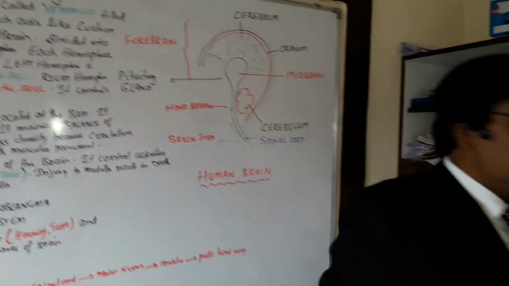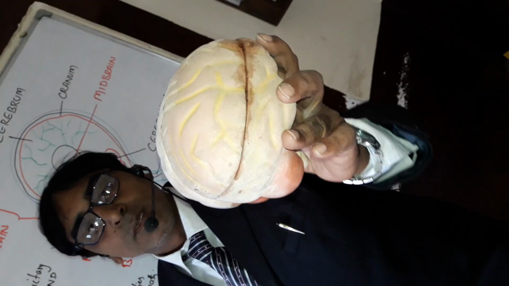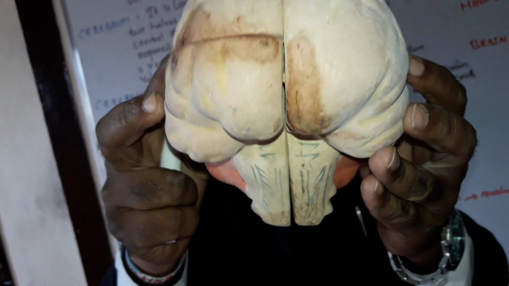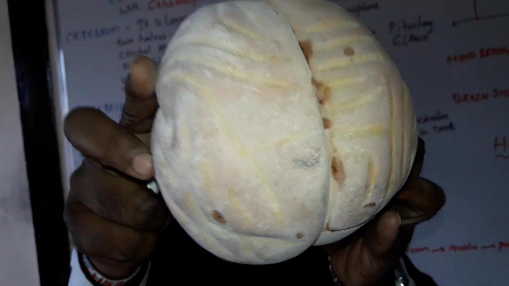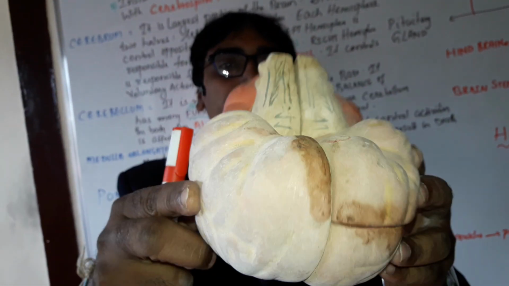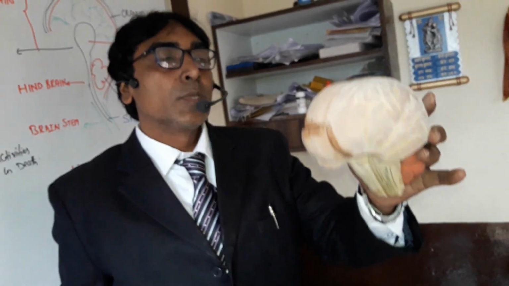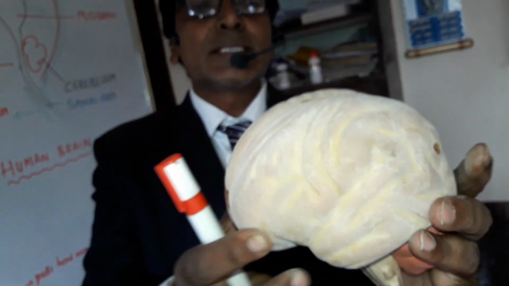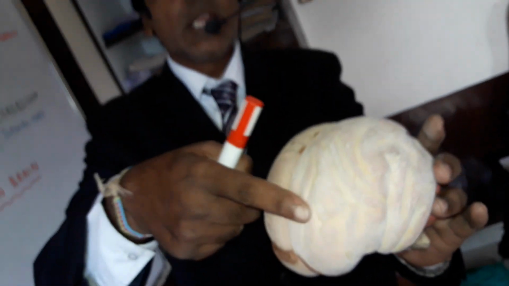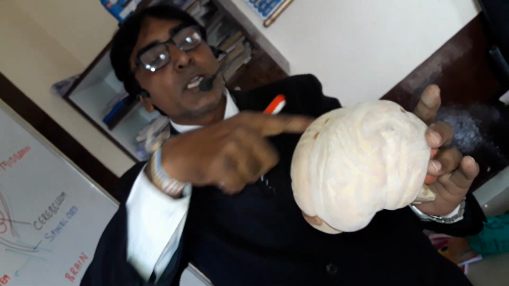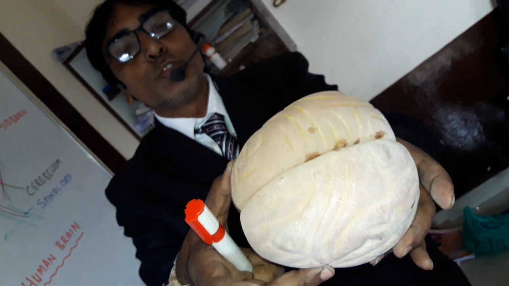You can see the structure of the brain, right from the top to the bottom. These are the different parts we will learn one by one. Now the first part is the cerebrum. From the model itself, you can see it is the largest part of the brain. This is the cerebrum of the human body.